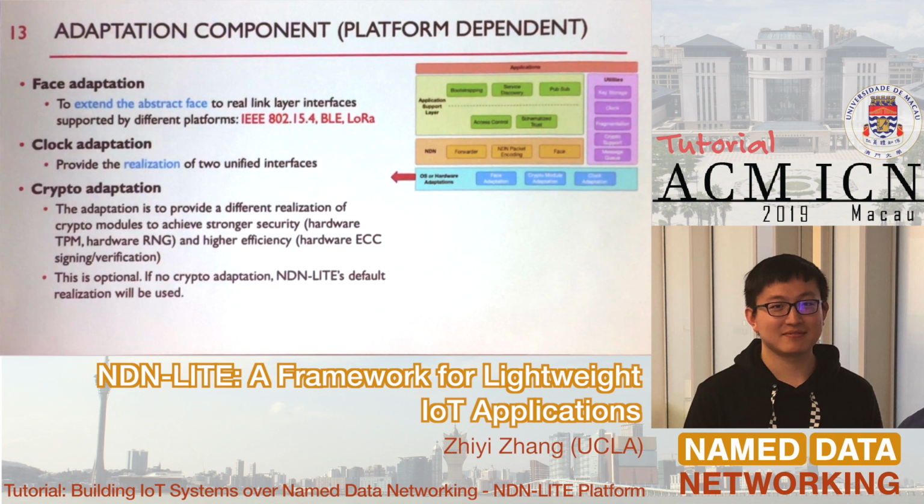And we also have the crypto adaptation. So this adaptation is to serve better security using the locally supported security modules. For example, you can use the platform's hardware TPM or hardware RNG to have the strongest security. And also you can use hardware, for example the hardware ECC module, to achieve higher efficiency. And this is actually optional. So if there's no crypto adaptation, NDN-LITE has its own default software realization of the crypto parts.